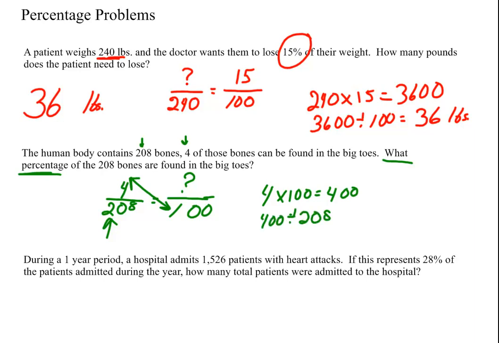208 is equal to 1.9, and it goes on for a little while. We're going to round to one spot and say that it's 1.9%. So 1.9% of the bones in your body are found in your big toe. All right, last one.